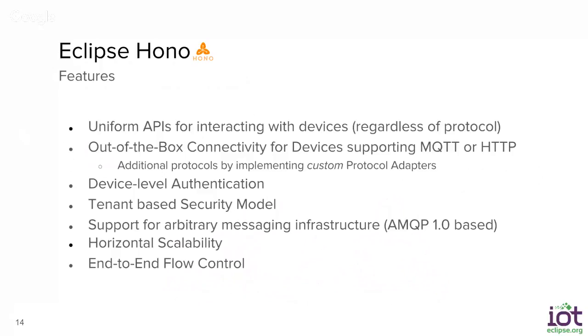Then we have a tenant-based security model, meaning that we enforce security and check authorizations at a tenant level. A tenant is basically a logical grouping or partitioning of the devices that you have in the system. And then you can say, this application is allowed to consume data from all devices that belong to tenant X or tenant Y, whatever. We support arbitrary messaging infrastructure as long as it is AMQP 1.0 based. We will come to that in a few slides to see how that works out or what that means.